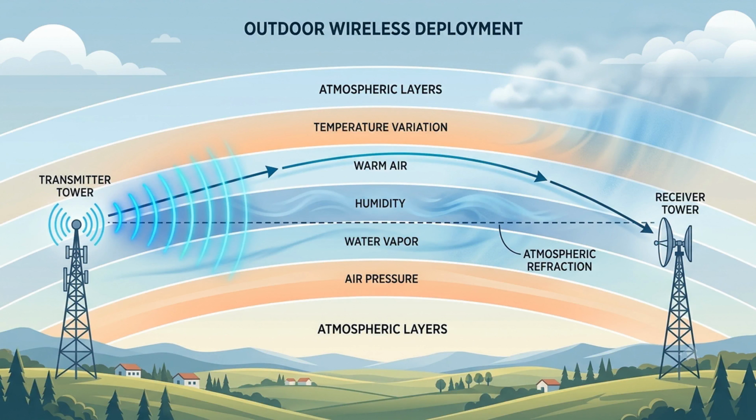Refraction is not limited to physical objects. Environmental conditions such as temperature changes, humidity, water vapor, and air pressure can also alter the path of radio waves. These atmospheric effects become particularly important in outdoor wireless deployments.